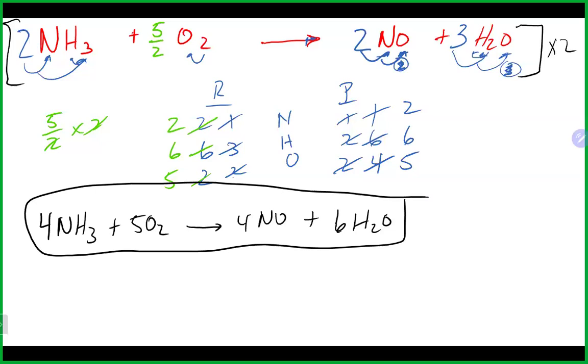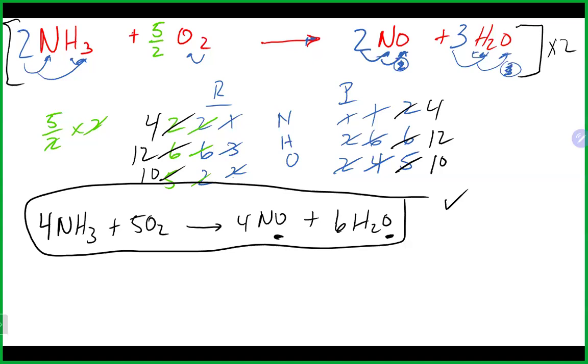Now, if I did everything correctly here, it should still be balanced. So if we look, we now have 4 nitrogen on the left to match the 4 on the right. We have 4 times 3, which is 12 hydrogens on the left. 6 times 2 is 12 on the right. And oxygen, 5 times 2 is 10. On the right-hand side, we have 4 oxygens there and 6 more there. Gives us 10, so we are balanced in this case. So you definitely can use a fraction to balance an equation.